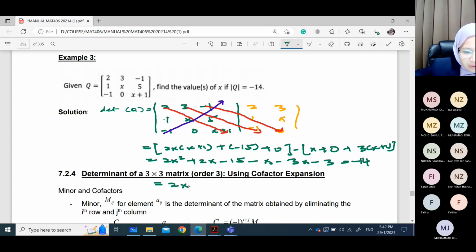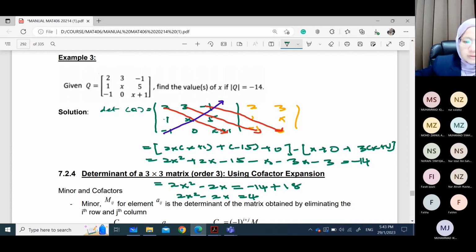You akan dapat 2x squared, negative 2x minus x minus 3x. So we have negative 4x plus 2x, negative 2x. Negative 15 minus 3, negative 18. Sama dekat negative 14 equivalent plus 15, 18. Okay. So ni you dapat 2x squared minus 2x equivalent with 4.